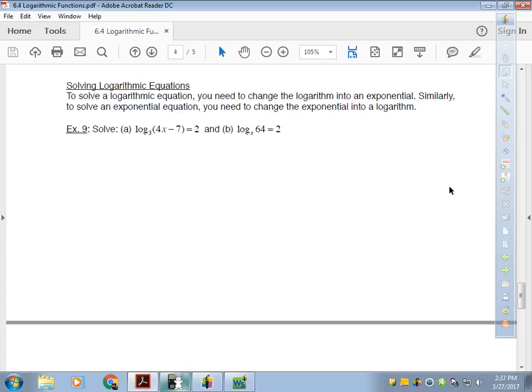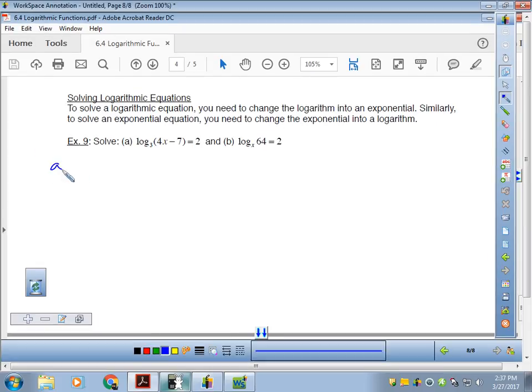Alright, so let's look at example 9 here. It asks us to solve these two equations. Our first one we have a, which is log base 3 of 4x minus 7 equals 2. So the first thing we'll do is we'll rewrite it as an exponential. My base number is 3. My exponent is 2. And it equals the stuff inside here, which is 4x minus 7.